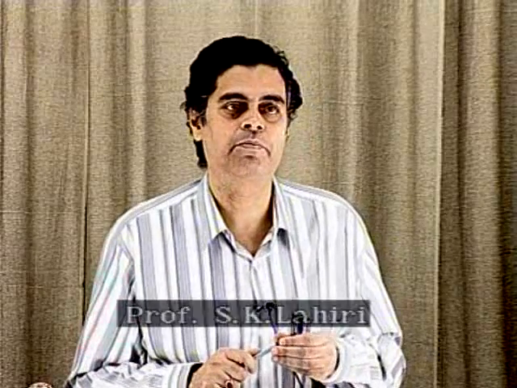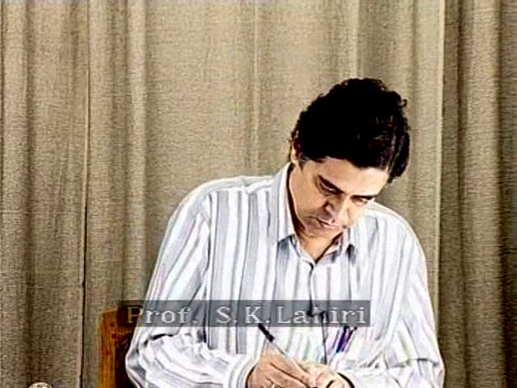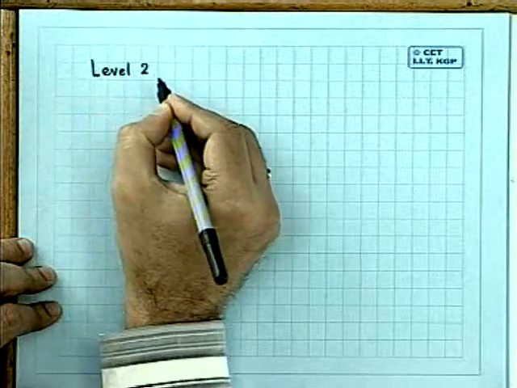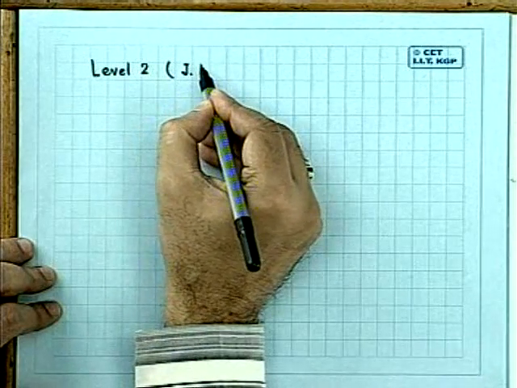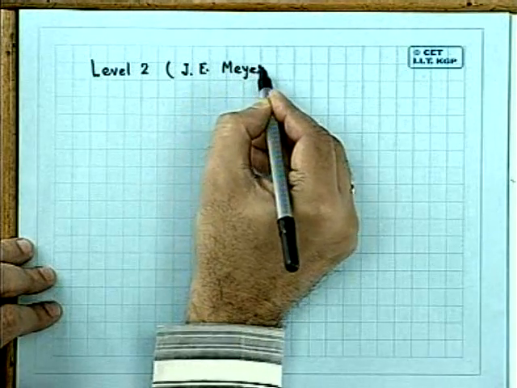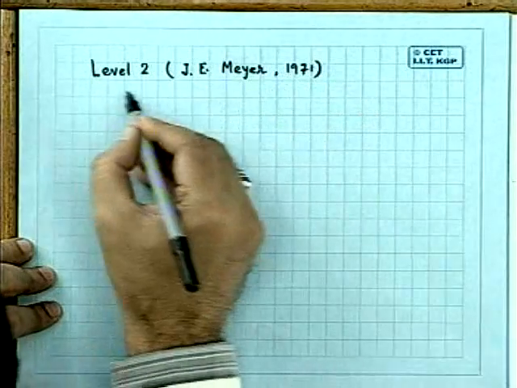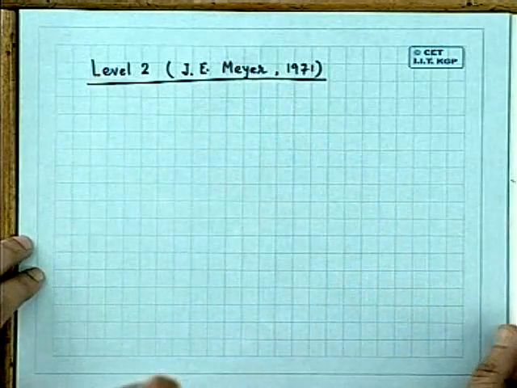Let us now go to, so this is the level 1, the simplest in the MOSFET modeling. Then came level 2, and that was due to Meyer. A little bit later. Let me tell you, the level 2 is far superior to level 1.